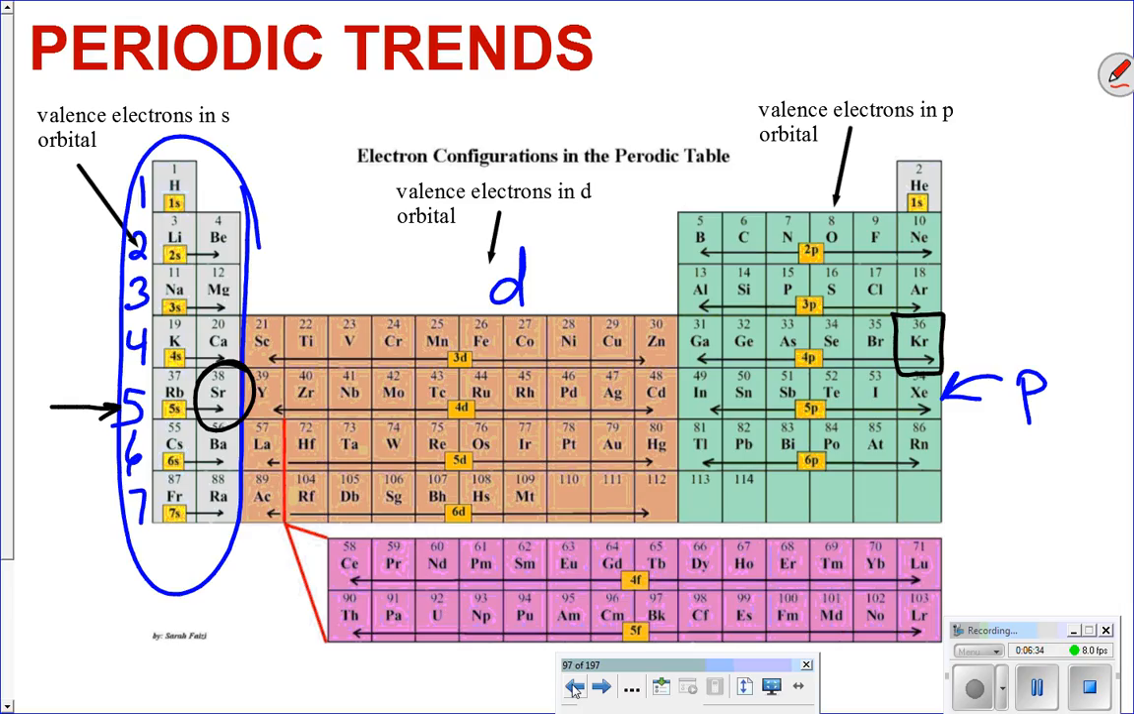What's interesting about this is when we learn a little bit more about behaviors of different elements, there are specific behaviors that elements have based on being in the s, p, or d blocks. So we'll learn a little bit more about that in our periodic table unit.